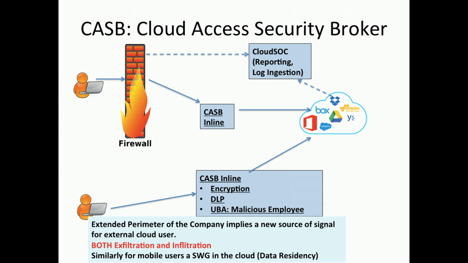So CASB, with the extended perimeter of the network, Dropbox, Box, Google Drive, etc., basically ingesting the logs, looking for anomaly, and a position, an inline position to do DLP scanning, user behavior, malicious employee, anything suspicious. These SaaS services are the new extended perimeter for the company. We allow it, and things can leak from there quite easily.